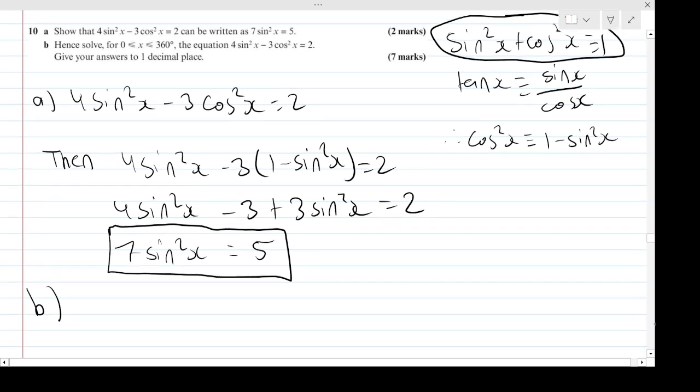Then we need to solve between 0 and 360 the equation 4 sine squared x minus 3 cos squared x is 2. Well, isn't that the equation that we proved in part A to be 7 sine squared x is 5? So solving that equation is equivalent to solving this one. So we just solve 7 sine squared x equals 5, because the two equations are equivalent.